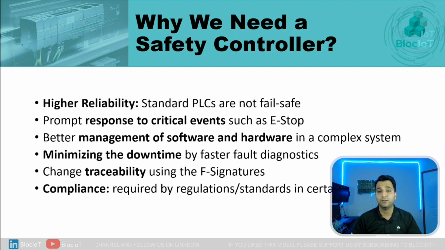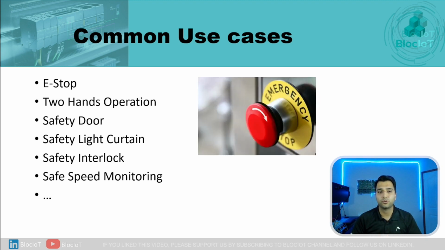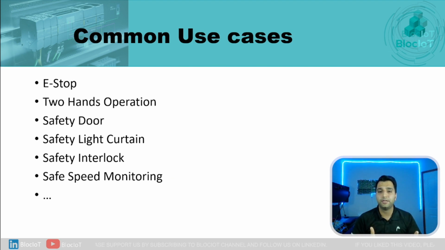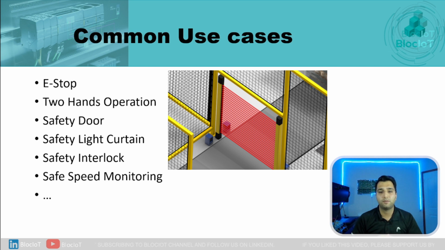And yeah, you cannot get the certificate if you don't use this equipment. So some of the most common use cases for safety systems or safety controllers are handling emergency stops or e-stops, handling some tasks such as two-hands operation, and another common use case is safety doors and also safety light curtains. You don't want someone to go inside a machine.